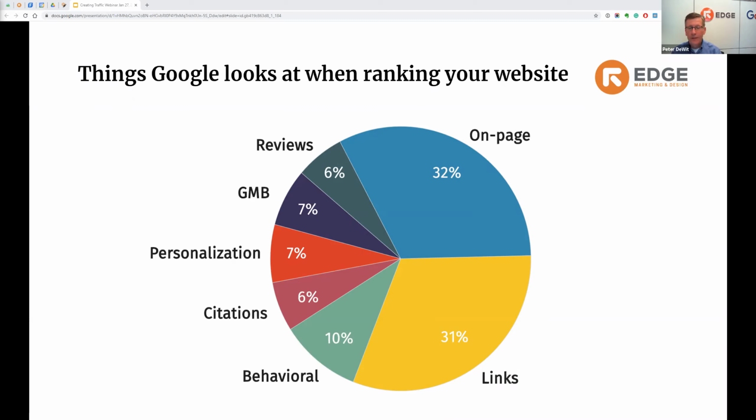So the first one is on page, and what does that mean? That's the content. What is the messaging that you have on your site? Does it match with what people are looking for? Is it valuable information? Is it just a sales message, or do you actually give people tips on how to use their product that people may be interested in? Those are all things that Google takes into consideration.